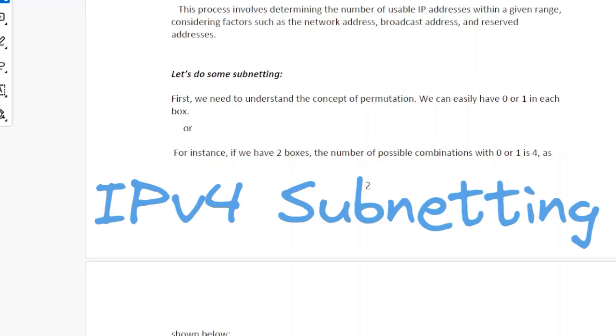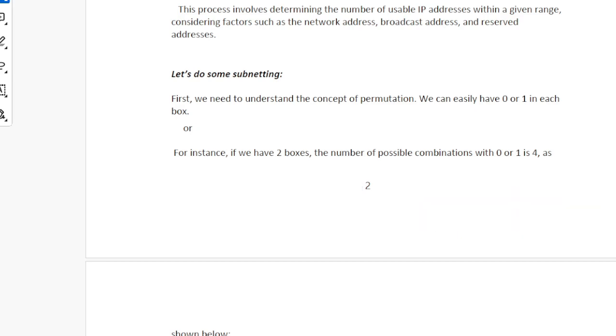Hi everyone. In this session, I'm going to talk about subnetting. I already covered some of these concepts in previous sessions, but it is a good recap to do in this session as well. Okay. So, what is IP address subnetting?